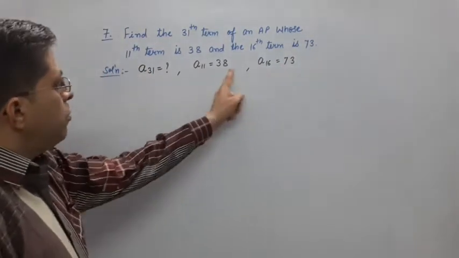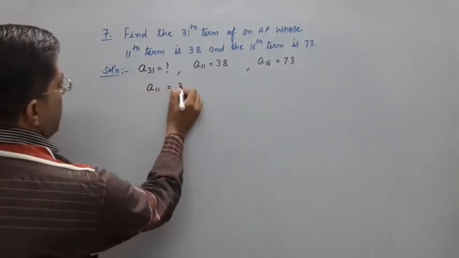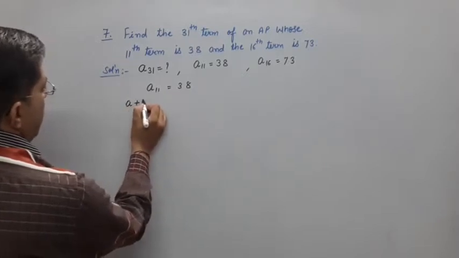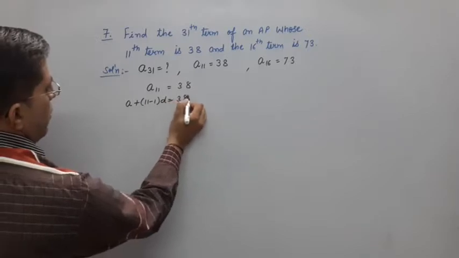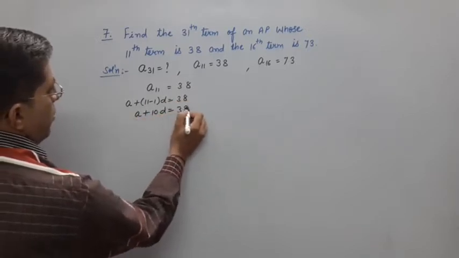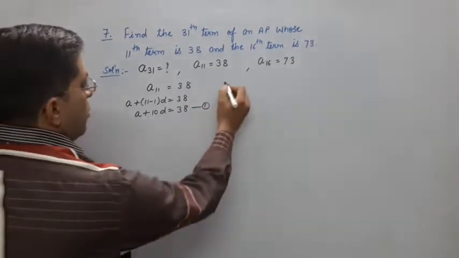Two things are given to you. A11 is 38. What is the meaning? A plus (11 minus 1)D is equal to 38. We can say A plus 10D is equal to 38. This is the first equation.